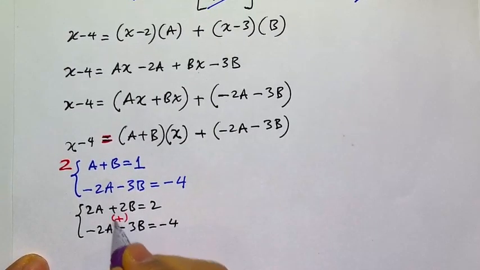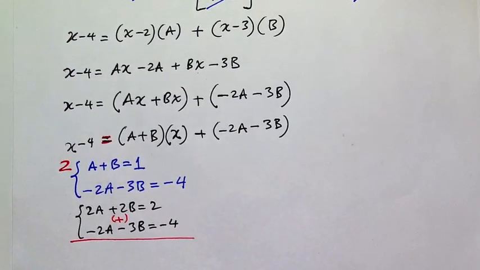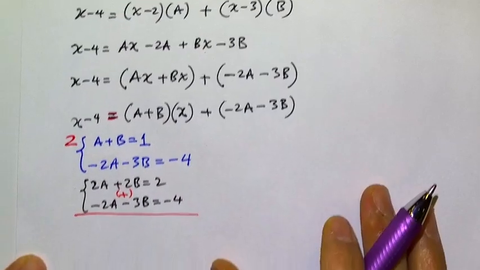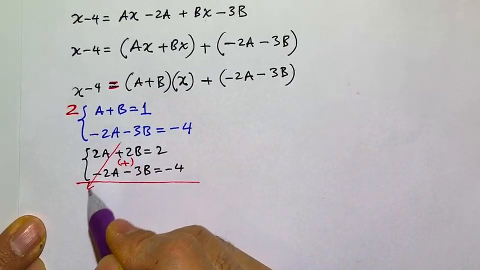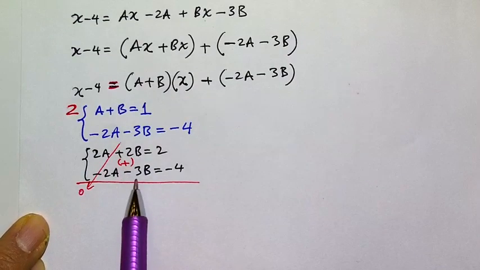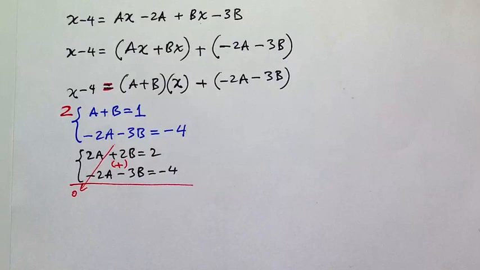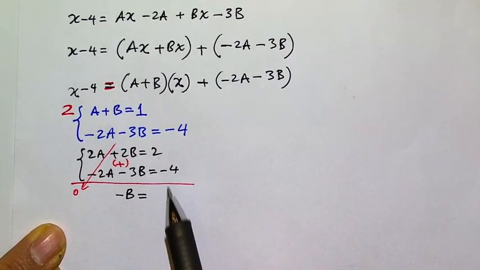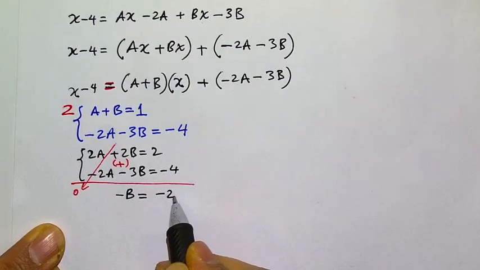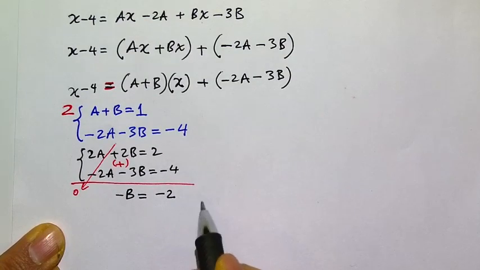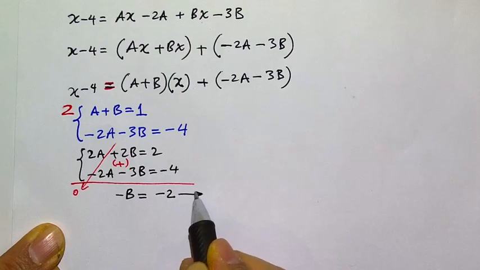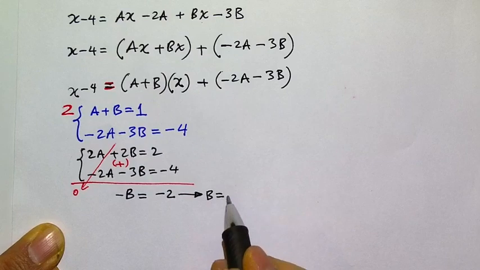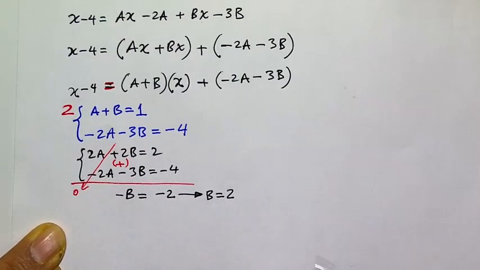And we add these two equations and we get, so these 2a plus minus 2a, they add up to 0. 2b plus minus 3b is minus b on the left, equals 2 plus minus 4, that's minus 2, right? So we have, at this point, b equals 2, right?